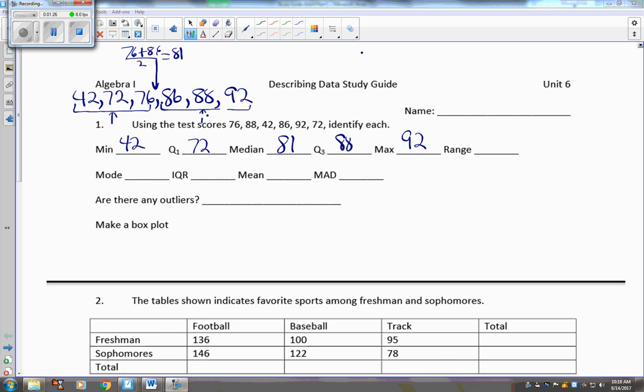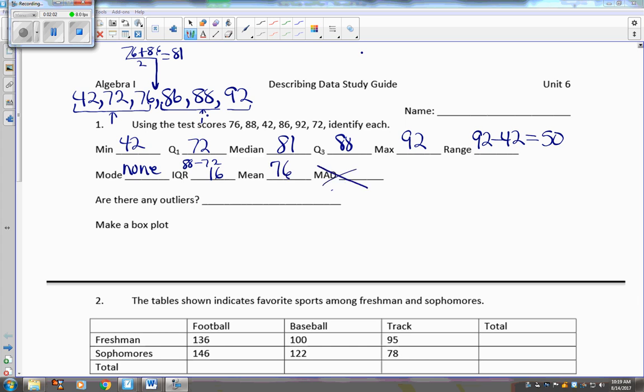Your range is the difference between the largest and the smallest. So 92 minus 42 gives you the range of 50. The mode would be the one that occurs the most. They all occur one time, so there is no mode. Your IQR is the difference between Q3 and Q1. So Q3 is 88 minus Q1 is 72, and that gives us an IQR of 16. The mean is the average of these. Add them all together and then divide by 6, and your mean will be 76.